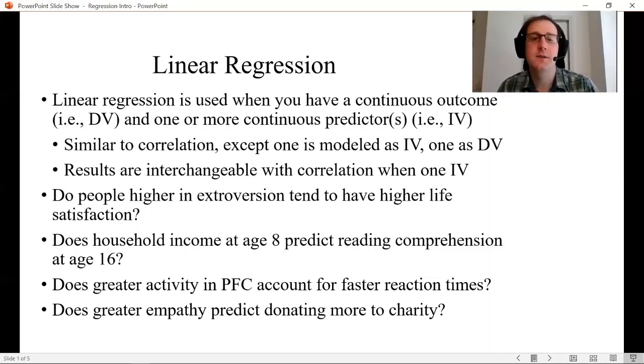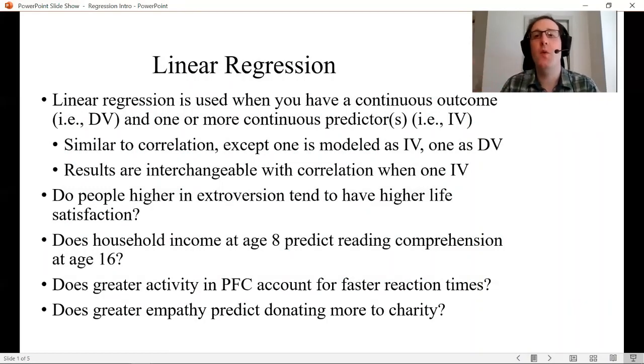You could also see if something like empathy predicts donating to a charity more. So you might have a continuous variable where people are higher or lower in empathy and higher and lower in how much they donate to charity. With all of these, you could just run a correlation, but with a linear regression, what you could then do is see how strongly it's related, in terms of when there's this much of an increase in the independent variable, there's this much of an increase in the dependent variable.